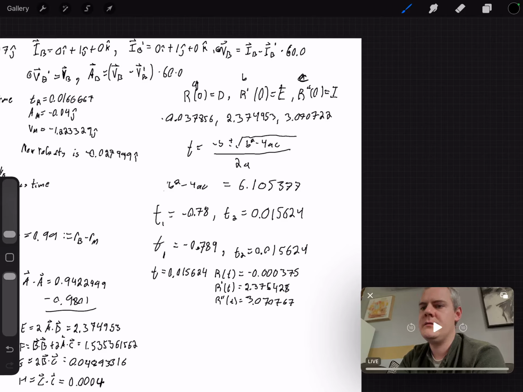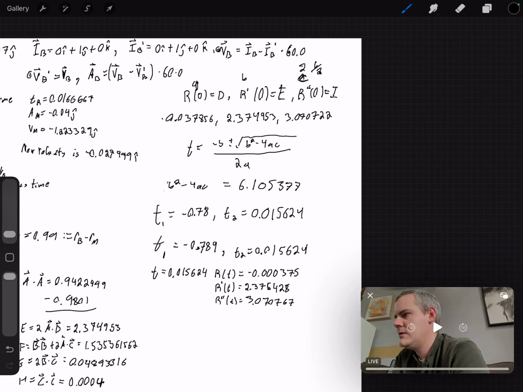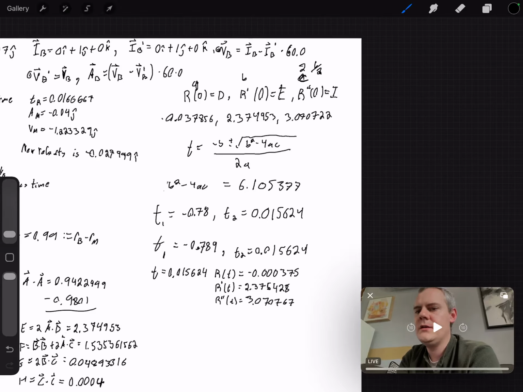Chat is saying, what is it? There's a 1/2 missing. This is either a 2 or 1/2. It says my discriminant should be 2ac. I'll try it. I'll try anything. That's not true. What do you think?